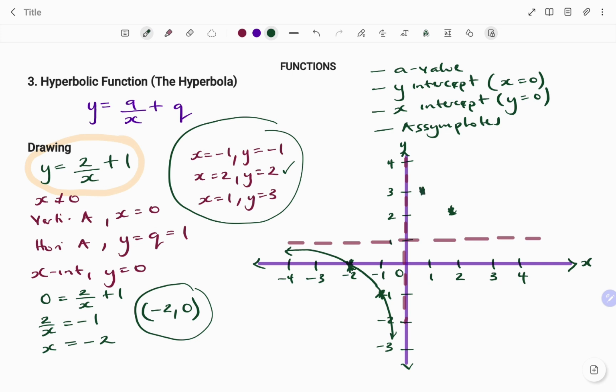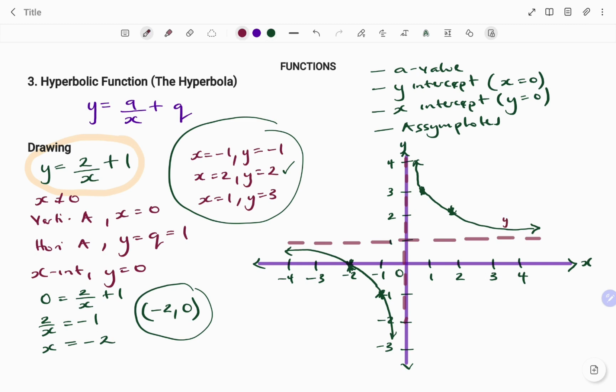So my graph is going to go through the 2 point. It's just a sketch. I'm going to draw it again. And note that the graph doesn't touch your asymptote. So that's the graph.